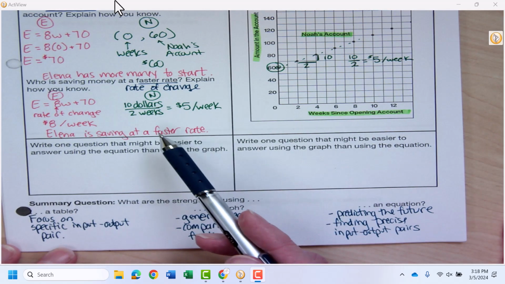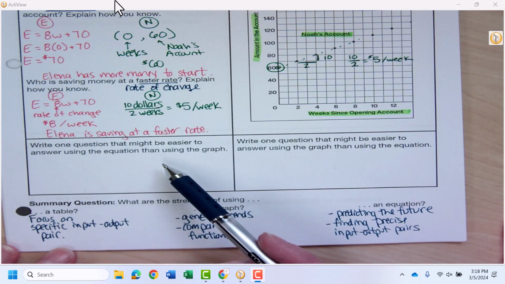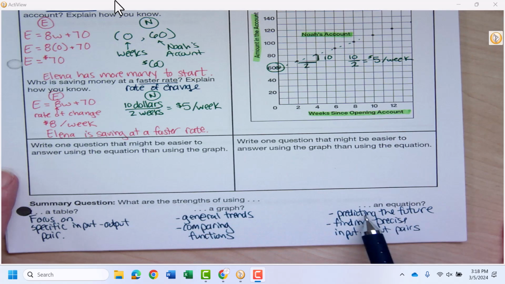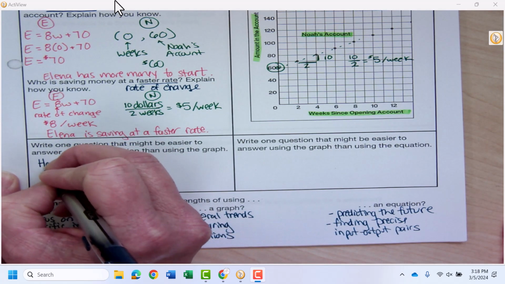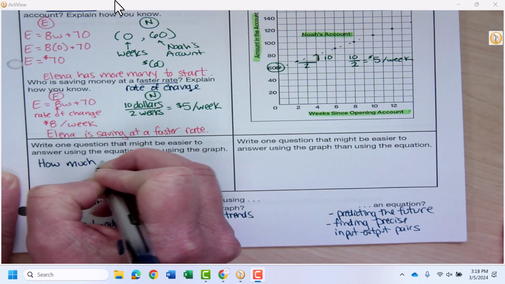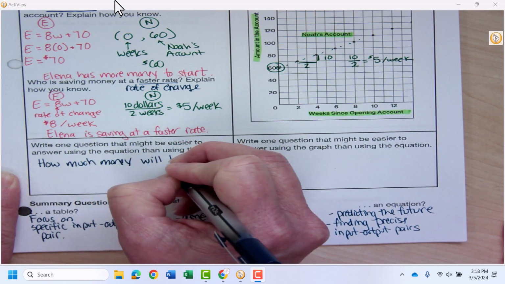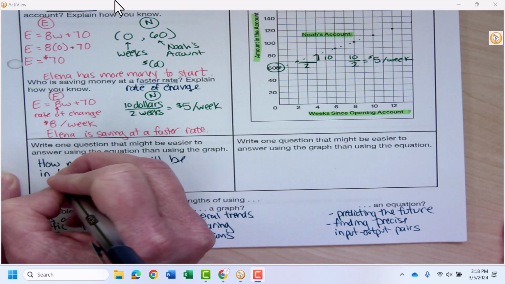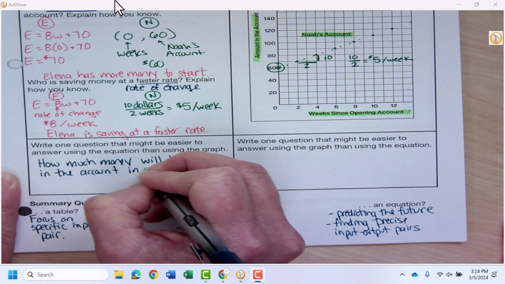Going back to Elena and Noah, write a question that might be easier to answer using the equation than using the graph. Well, let's talk about predicting the future. That's something an equation is more helpful for. We could ask the question, How much money will there be in the account in 20 weeks?